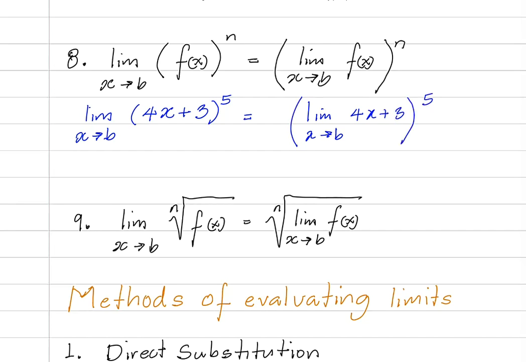All right, and 9, the limit as x approaches b of the nth root of f of x is equal to the nth root of the limit as x approaches b of f of x.